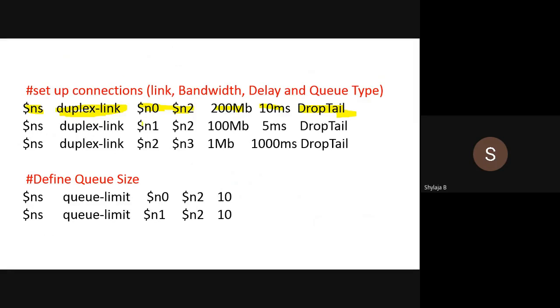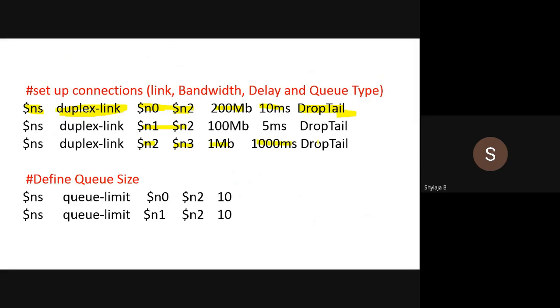Next we do the same thing between node 1 and node 2. You just mention bandwidth, delay, and queue type. Then again from node 2 to node 3, we are giving 1 Mb bandwidth, 1000 millisecond delay, and DropTail.